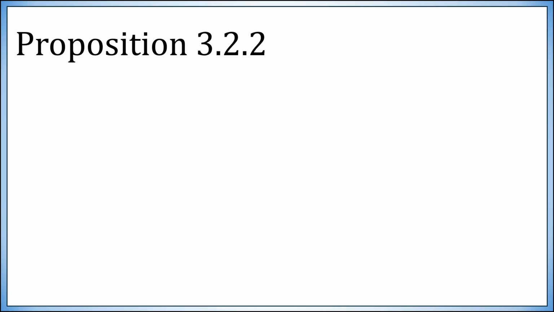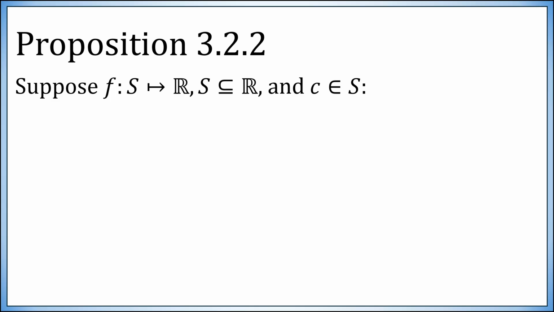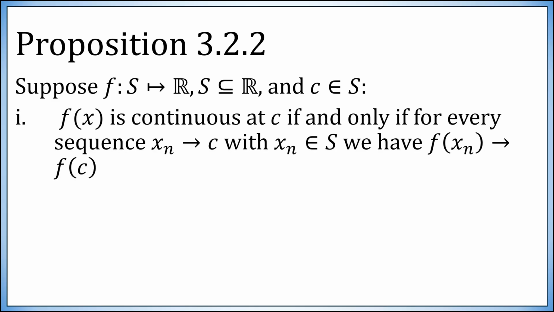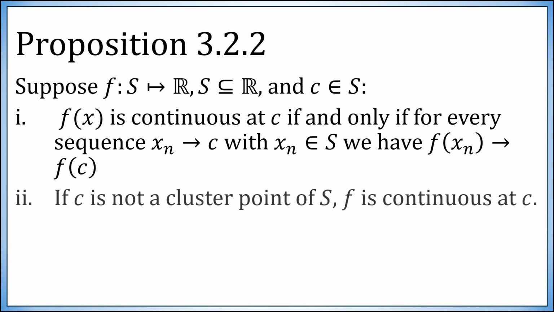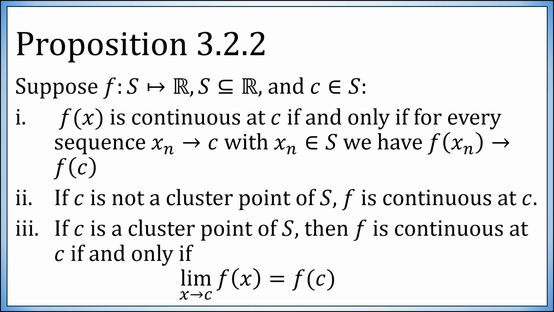So let's get a proposition. Suppose f maps S to R and C is a point in S. Then f is continuous at C if and only if for every sequence in the domain converging to C, you must have the corresponding sequence in the range converging to f of C. Also, if C is not a cluster point of the domain, f is automatically continuous there. And if C is a cluster point of S, then f is continuous at C if and only if the limit as x approaches C of f of x equals f of C.